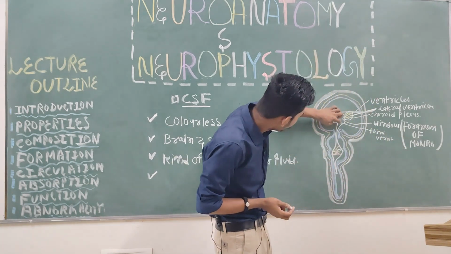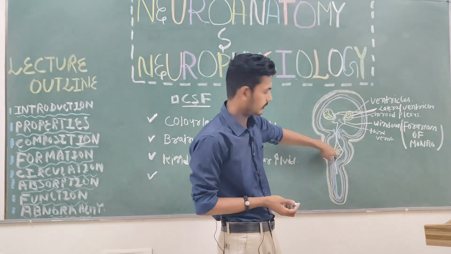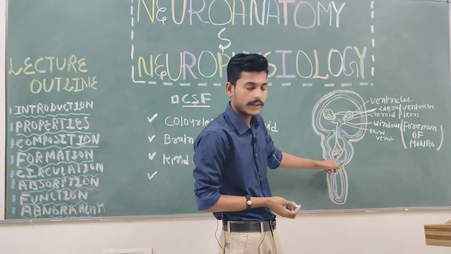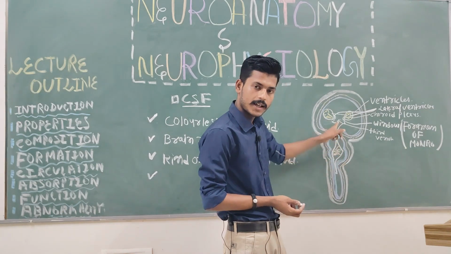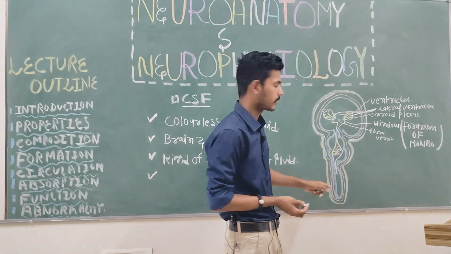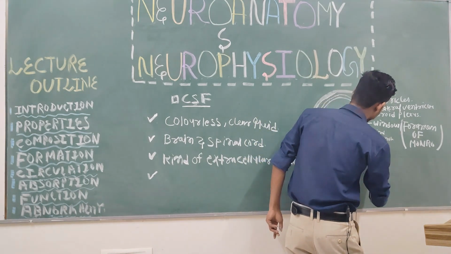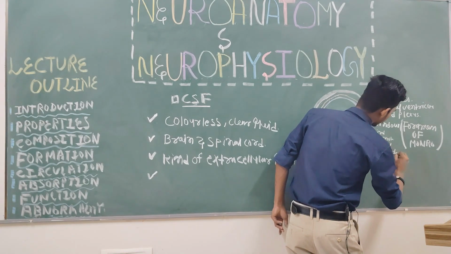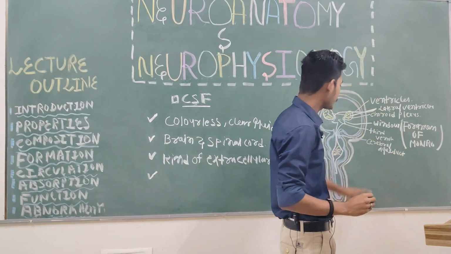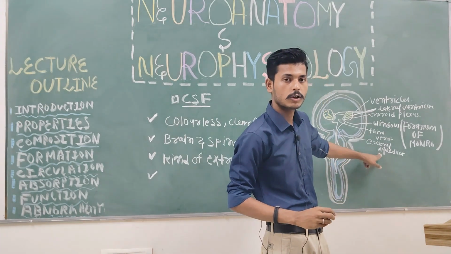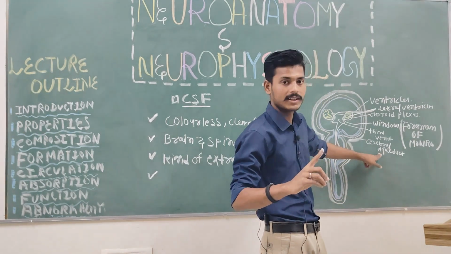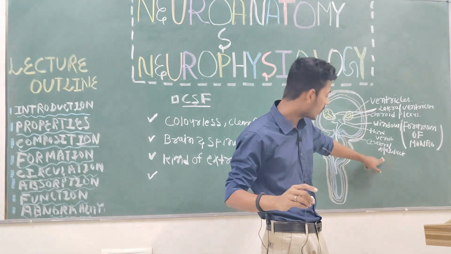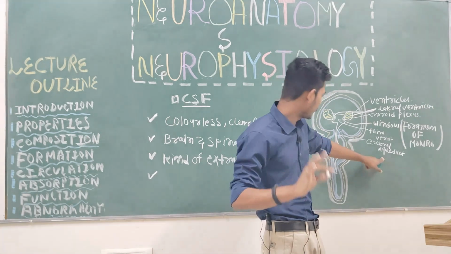Now this third ventricle communicates with the fourth ventricle via one duct, and this is called the cerebral aqueduct, also called the duct of Sylvius. In the exam, in MCQs, they may put either the cerebral aqueduct or the duct of Sylvius. So don't get confused, they both are the same.